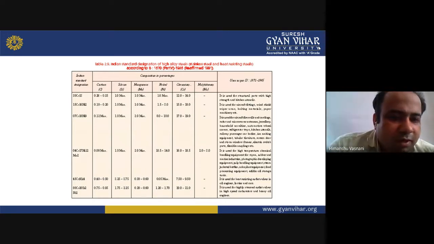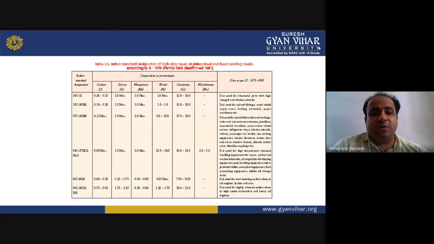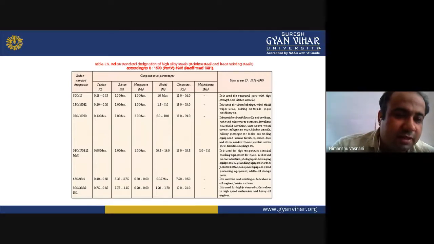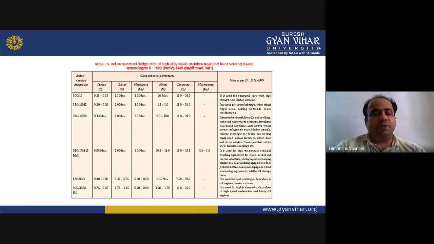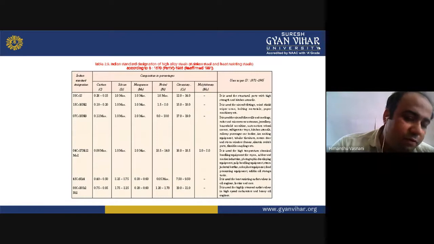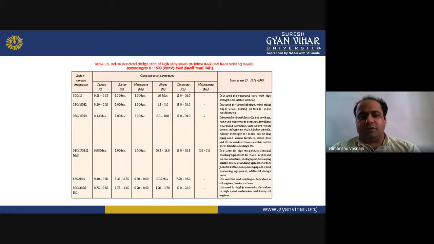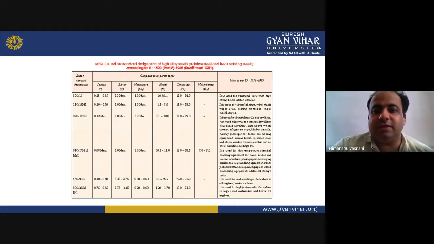Now you see the fourth material, 04 Cr 17 Ni 12 Mo2. It has 0.08 max percent carbon, 1.0 max silicon, 2.0 max manganese, 10.5 to 14.0 nickel and 16.0 to 18.5 chromium. And then you have 2.0 to 3.0 molybdenum. Here in this table, only this combination has molybdenum in it.